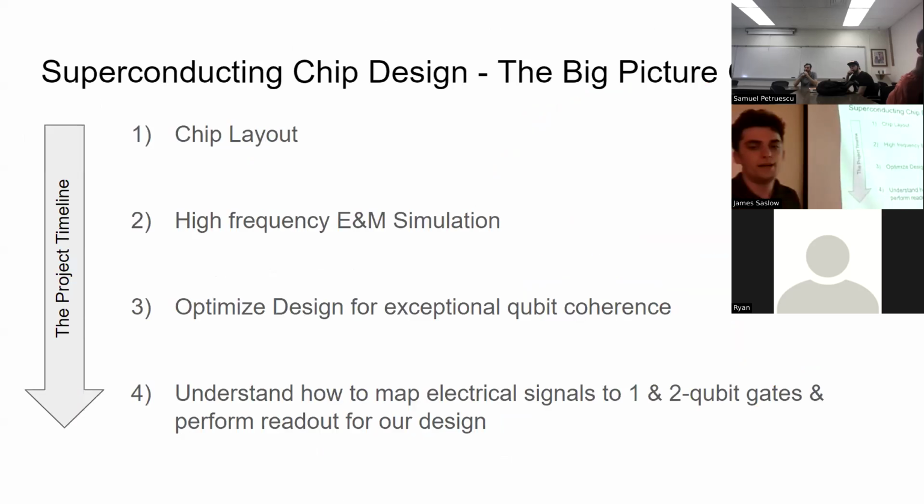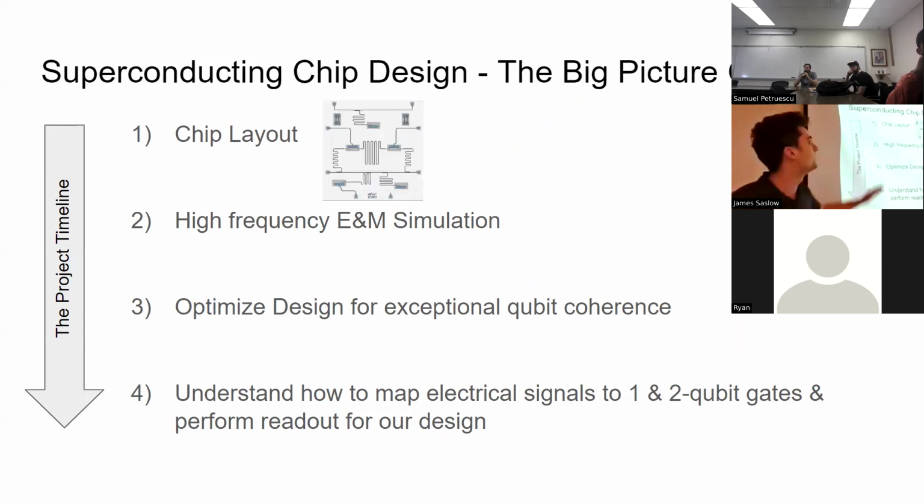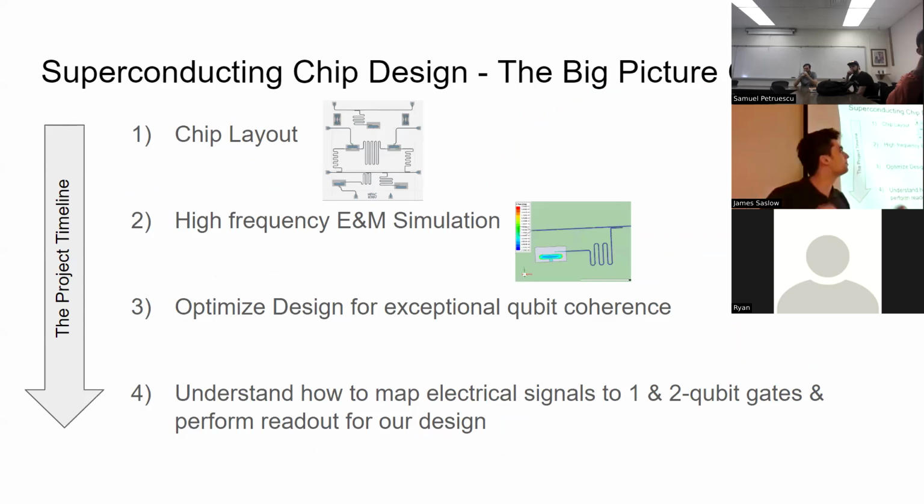And the big picture goal here, this is the timeline of the project. At the very beginning, you have to do chip layout, right? You have to design a chip using some sort of CAD software. In my case, I use Qiskit Metal. And then you have to simulate it, so you have to see how signals behave in the chip. Here I'm using HFSS, which is High Frequency Structural Simulator.